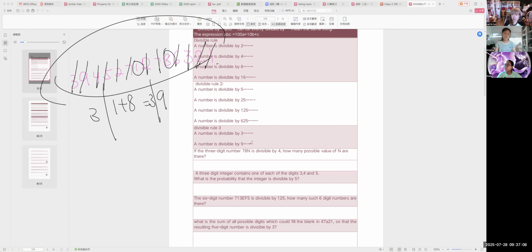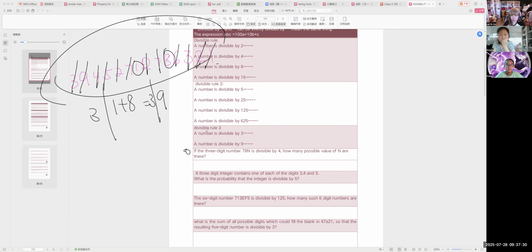Okay, so a number divisible by 9 is the same thing. You add all the digits together. If the sum is divisible by 9, the whole number is divisible by 9. Get it?